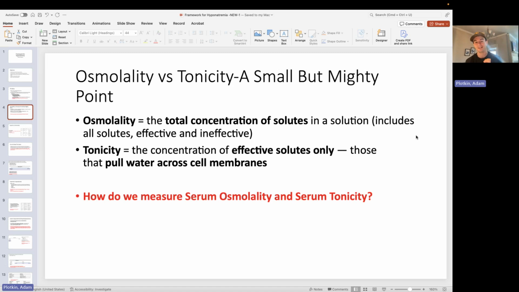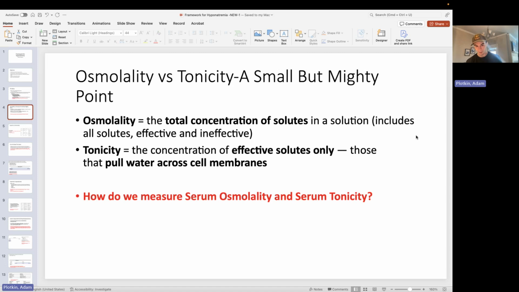When I think about tonicity, tonicity is the concentration of my effective solutes only, right? So those are going to actually pull water across the membrane, because at times they're not able to cross the membrane. And so them being on one side of the membrane is going to draw water across, right? Because they're very spongy. They're going to draw water towards them.